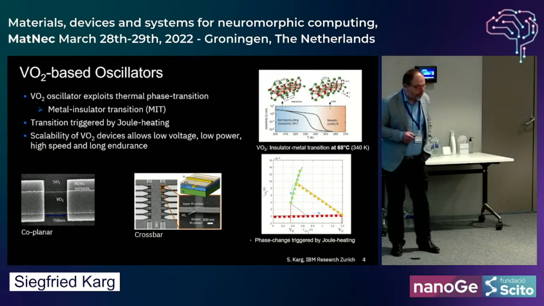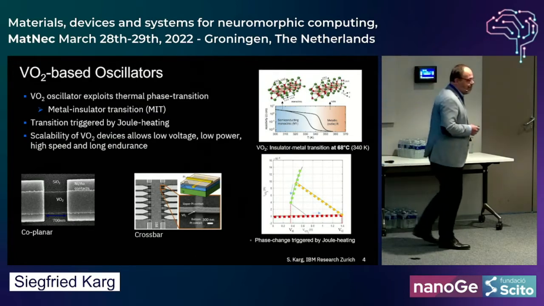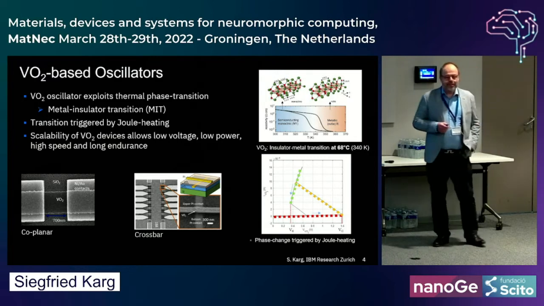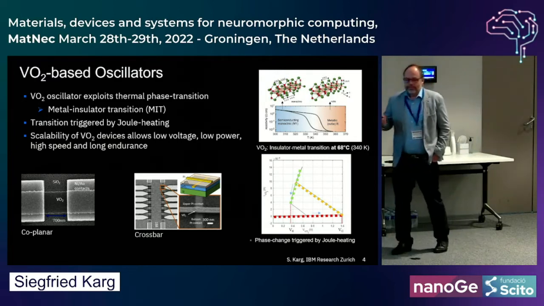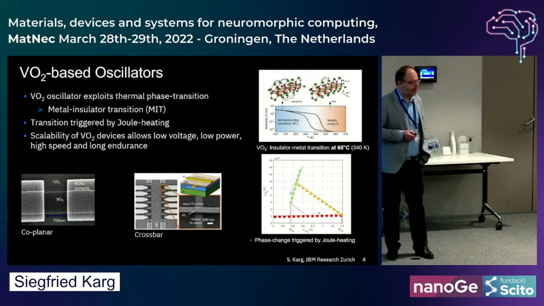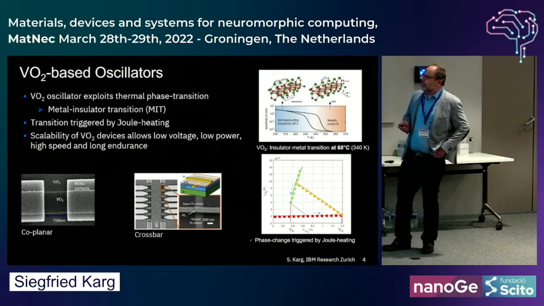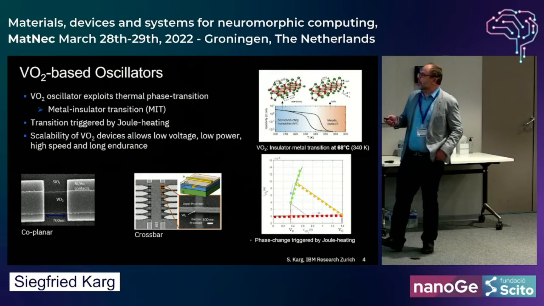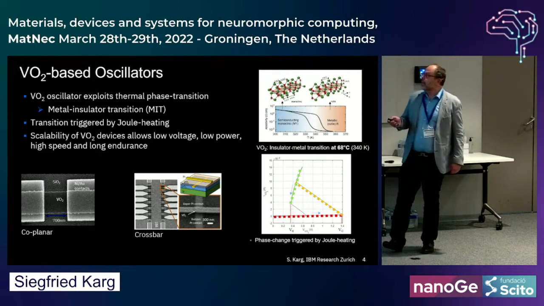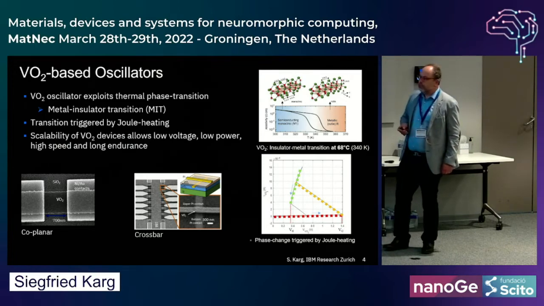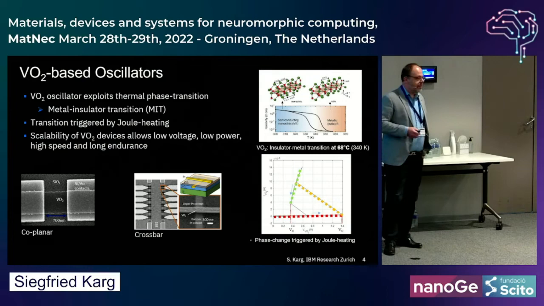So how do we do the oscillators? That's my material part of research, where I'm originally coming from. I'm a material scientist, using vanadium dioxide as oscillator. Vanadium dioxide has an insulator to metal transition at about 68 degrees. It changes from monoclinic to a rutile structure as a function of temperature.